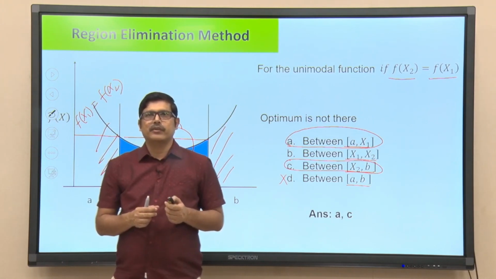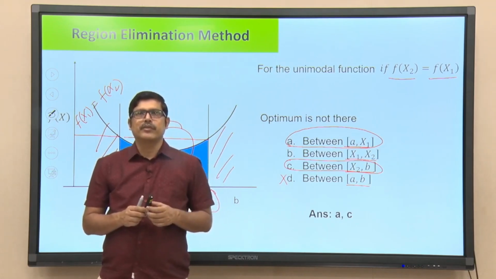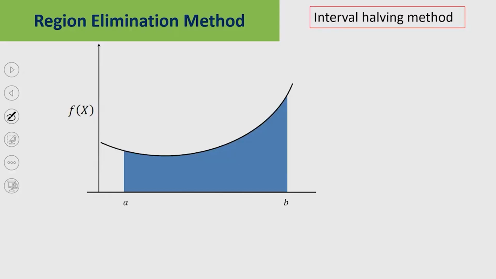So, let us discuss the method. We will apply this region elimination technique. Now, the first method is the interval halving method. In this method, we are taking 3 points. One is at the mid, that is xm, where xm is equal to (a plus b) by 2. x1 is between a and xm, and x2 is between xm and b, exactly at the middle of xm and b, and x1 is exactly at the middle of a and xm.